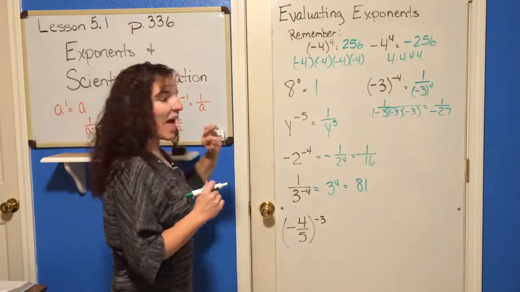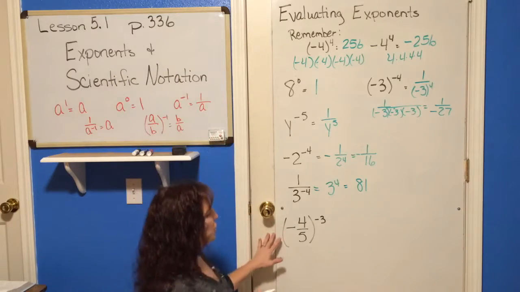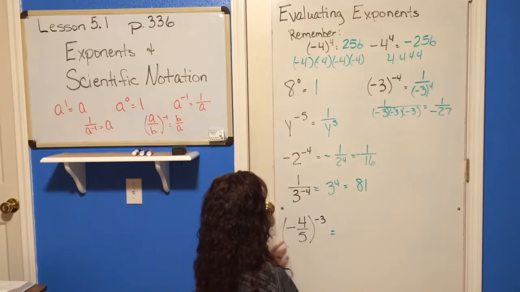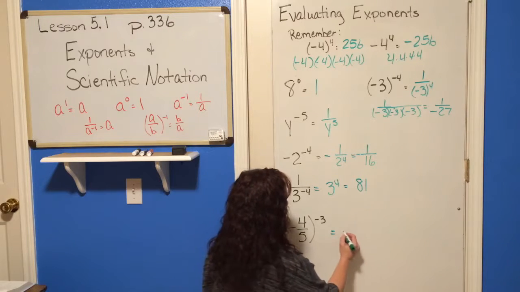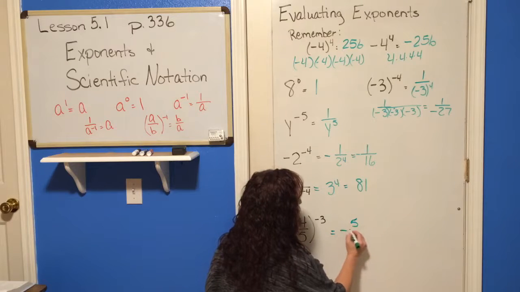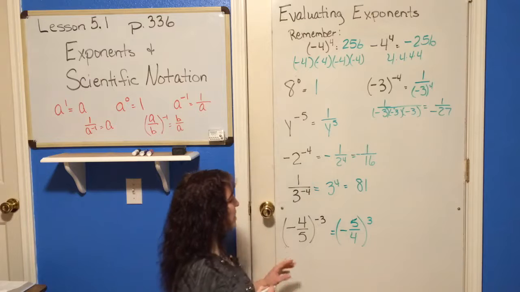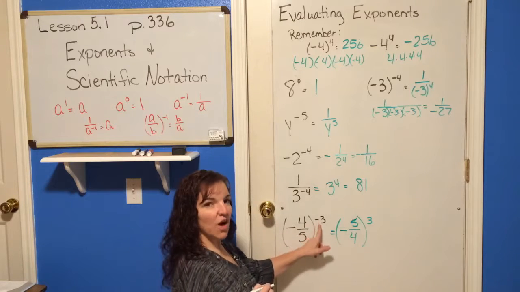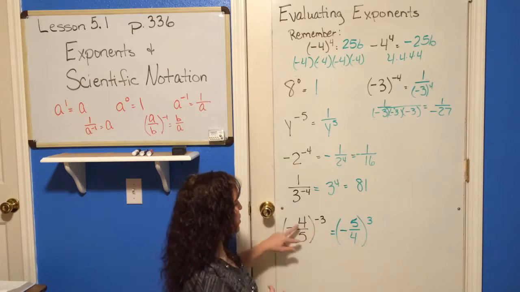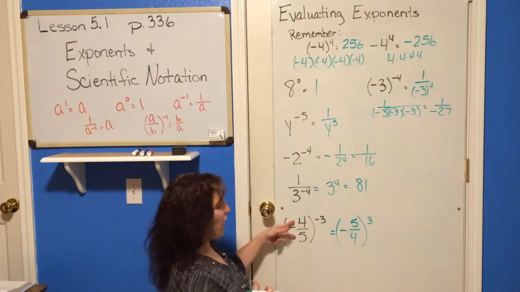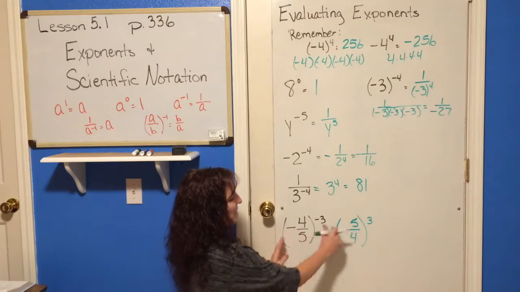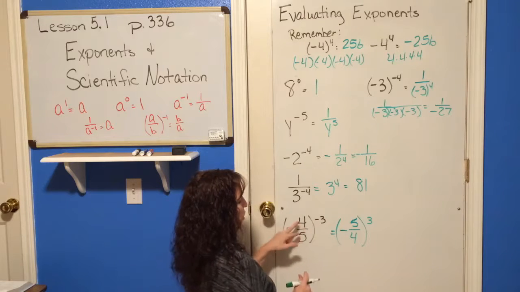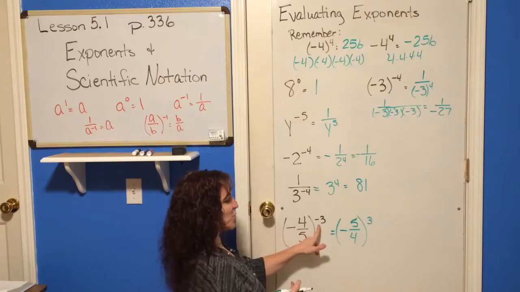So once you've done that, then you take the whole thing to its power. So watch this. -4/5 to the -3 power is going to be -5/4 to the 3rd power. You see what I did? In order to take the negative off, so that we don't want the inverse, we're going to invert the fraction. So the 4/5 becomes 5/4. Everything else stays the same. The only thing we've changed now is that we've already inverted it, so we don't have our negative exponent.